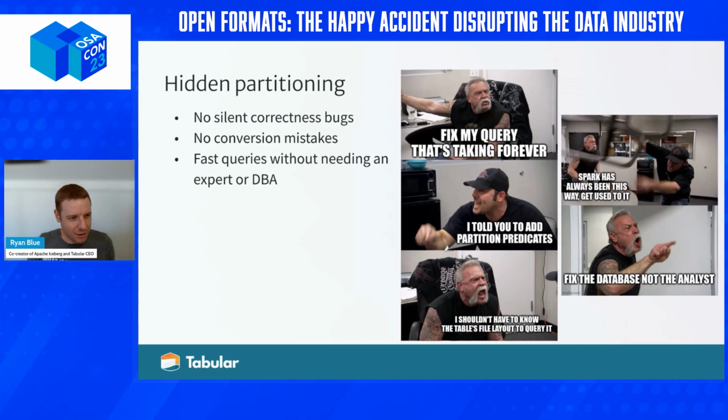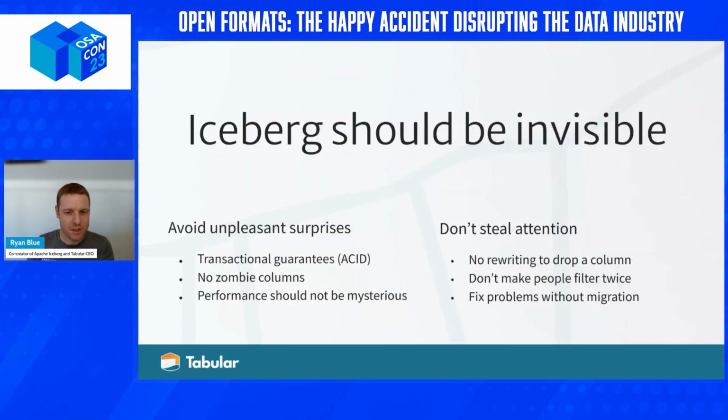So that's a little flavor of what Iceberg attempts to do. And in general, I would step back up from those two examples and say, the goal of Iceberg is to be invisible. It is to have essentially no unpleasant surprises and not steal attention when it's unnecessary. So unpleasant surprises are things like when you're reading and I'm changing the table, you get wrong information. That's a pretty unpleasant surprise if and when you realize it. Zombie data, another unpleasant surprise. Mysterious performance, unpleasant surprises.